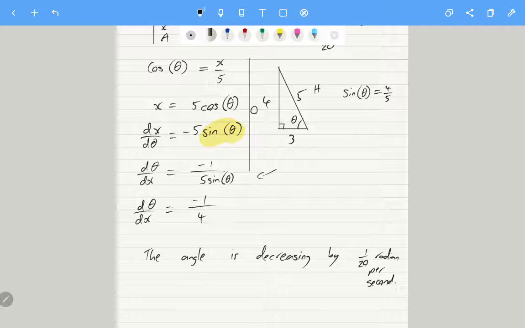Alrighty, and that is some rate of change. Some pretty tricky stuff happening in here. So good luck working out some of this stuff.